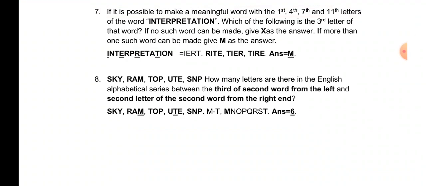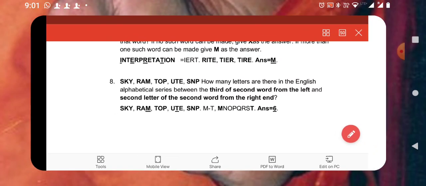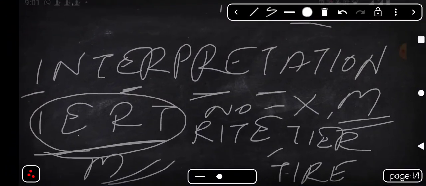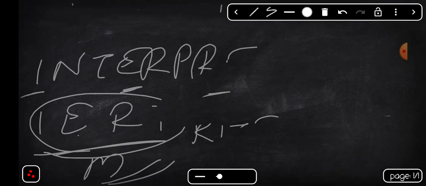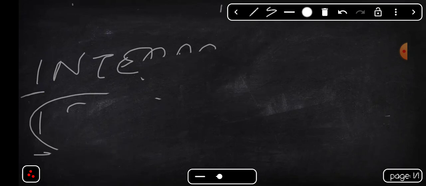Sky, Ram, Top, UTE, SNP. How many letters are there in the English alphabetical series between the third letter of the second word from the left end and the second letter of the second word from the right end? It is also very easy. This type of question will be asked in competitive examinations, but it is very easy.